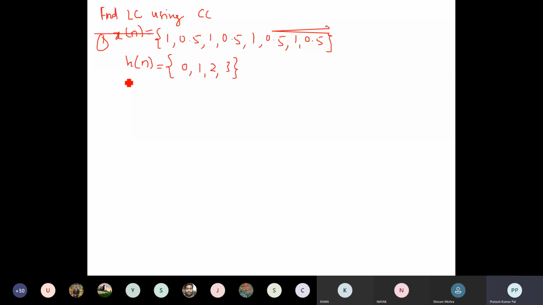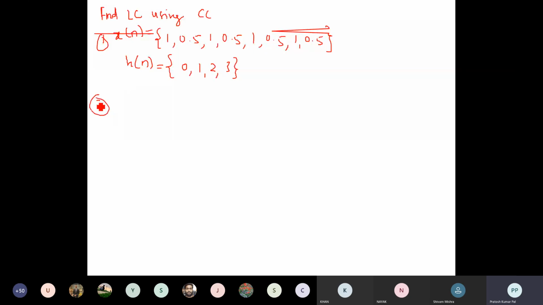First question is x of n, that is 1, 0.5, 1, 0.5, 1, 0.5, 1, 0.5. This is x of n, and h of n is given like 0, 1, 2, 3. So this is the first question. You need to check it out.